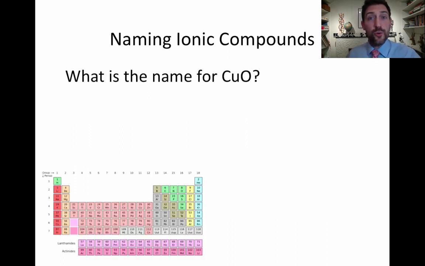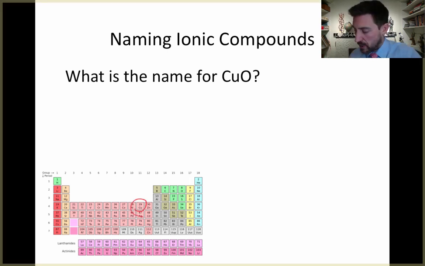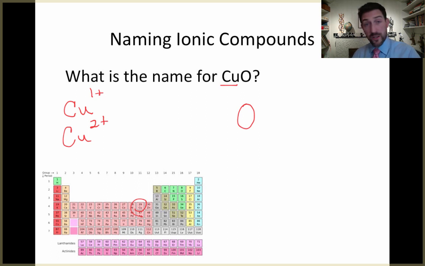What about CuO? Well, copper, when I look it up, has multiple oxidation states. It could be copper with a 1 plus charge, or it could be copper with a 2 plus charge. We don't know which one we use. So let's go over here to oxygen. Oxygen, when I look it up, always has a 2 minus charge. So I'm going to put the 2 minus here.